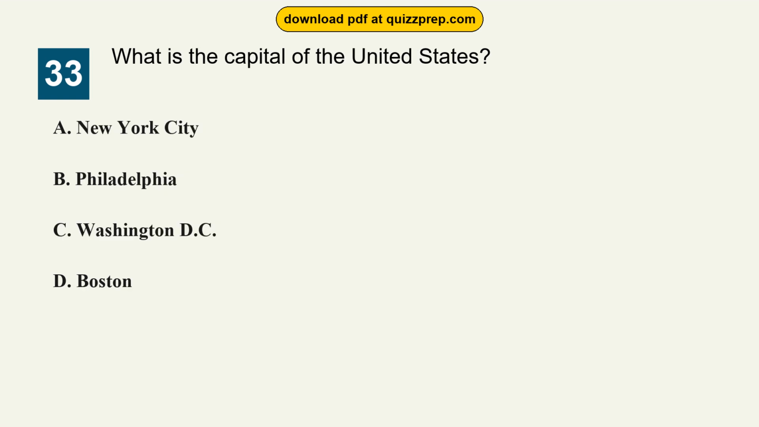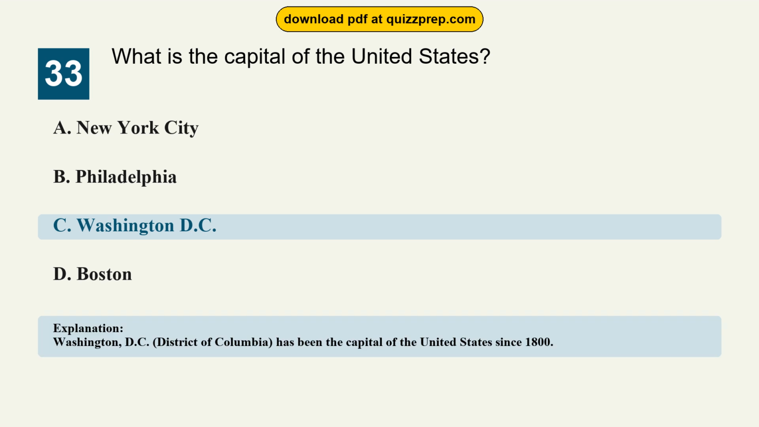Question 33. What is the capital of the United States? Option A, New York City. Option B, Philadelphia. Option C, Washington, D.C. Option D, Boston. The correct answer is option C, Washington, D.C. Washington, D.C., District of Columbia, has been the capital of the United States since 1800.